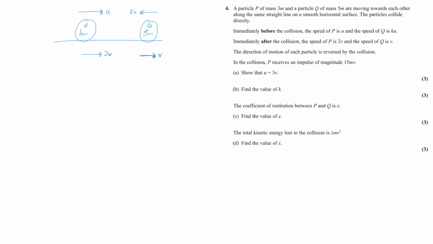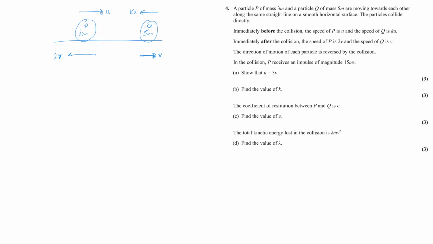The direction of motion of each particle is reversed, sorry, so that is 2v in that direction and v. In the collision, P receives an impulse of magnitude 15mv. Show that u equals 3v.